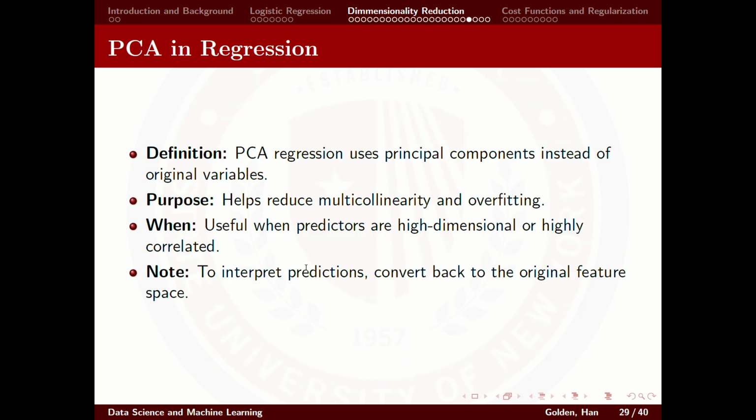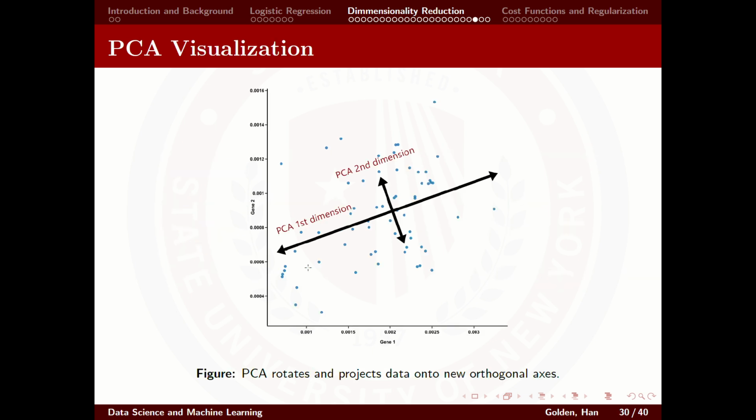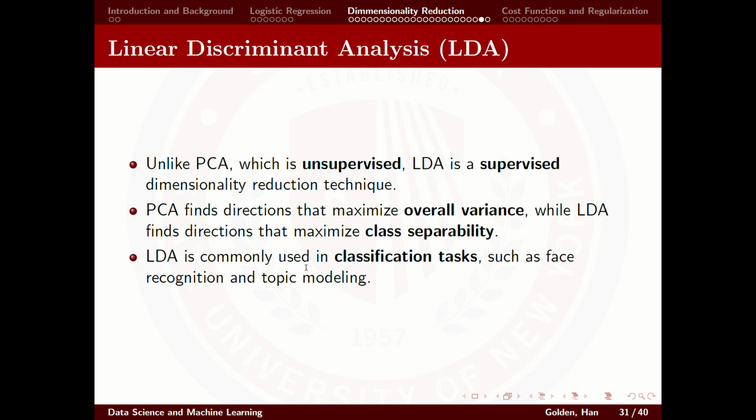PCA and regression. PCA regression uses principal components instead of the original variables. It helps reduce multicollinearity and overfitting. And it's useful when predictors are high-dimensional or highly correlated. But to interpret the predictors, you have to convert back to the original feature space. So there's the first dimension and the second dimension.